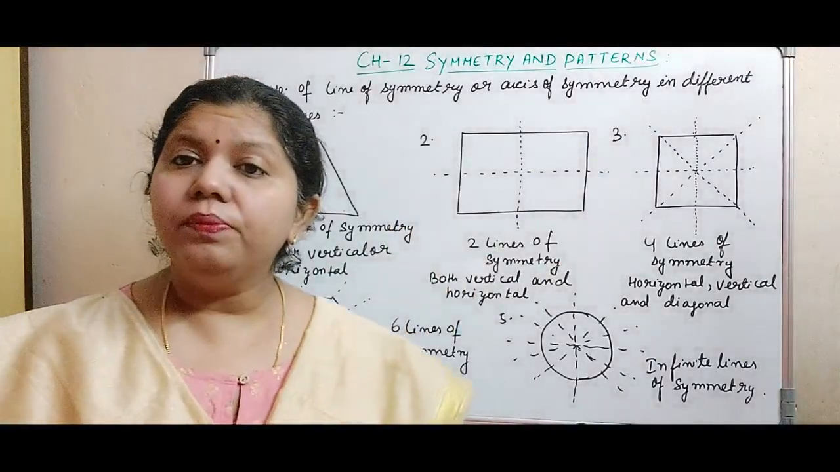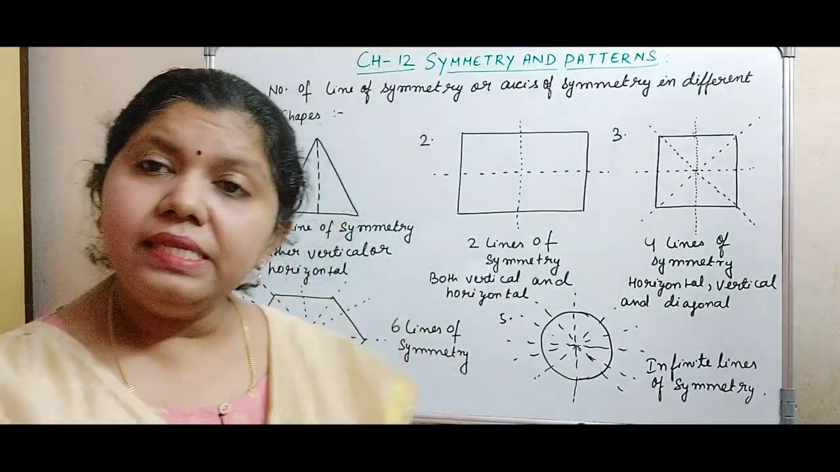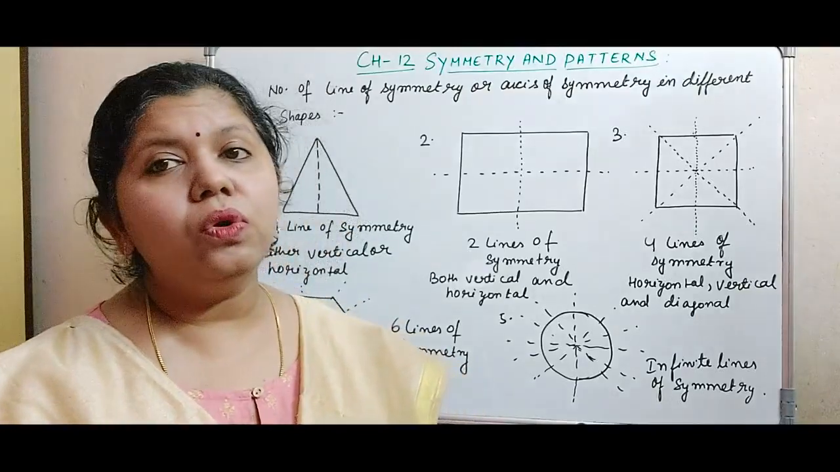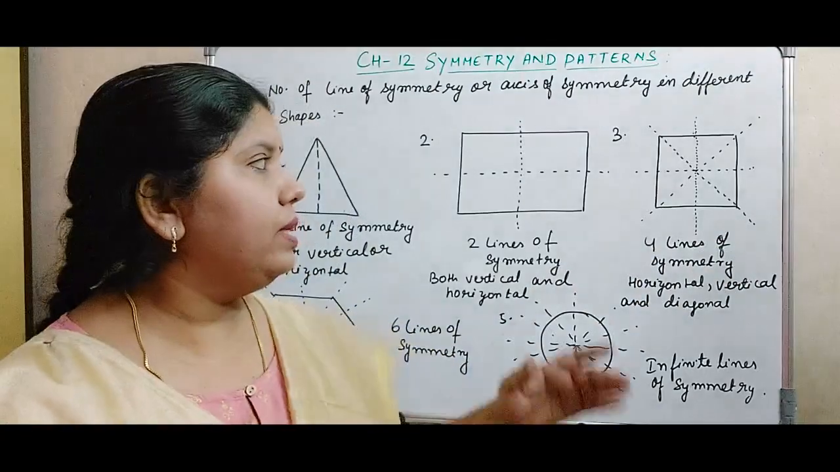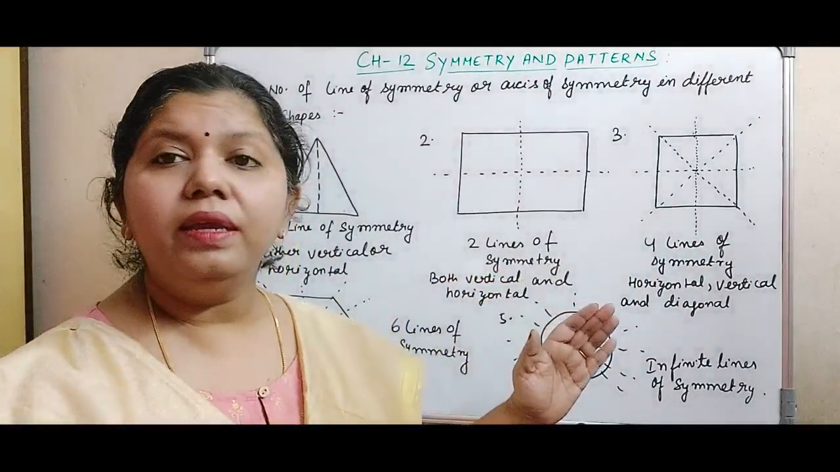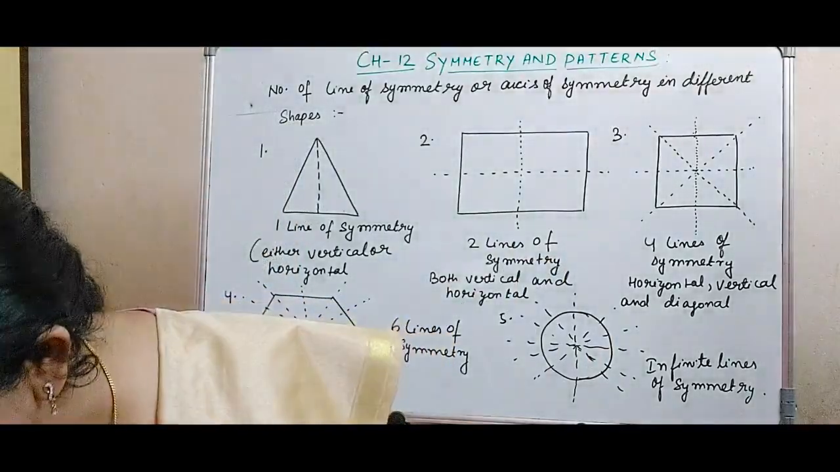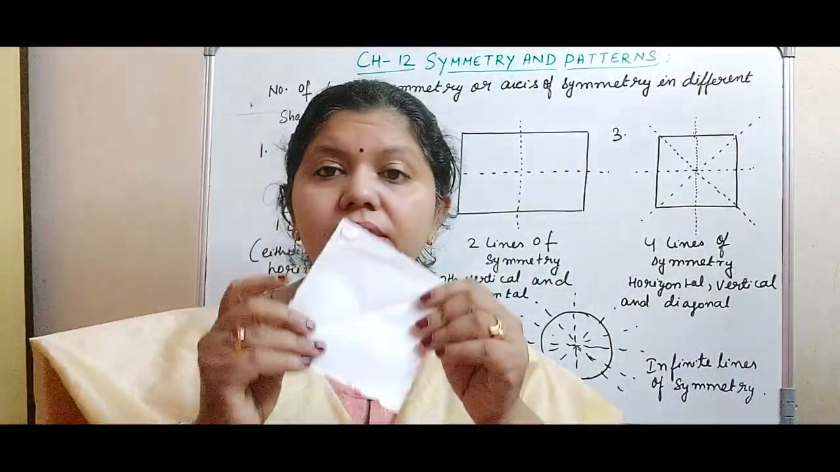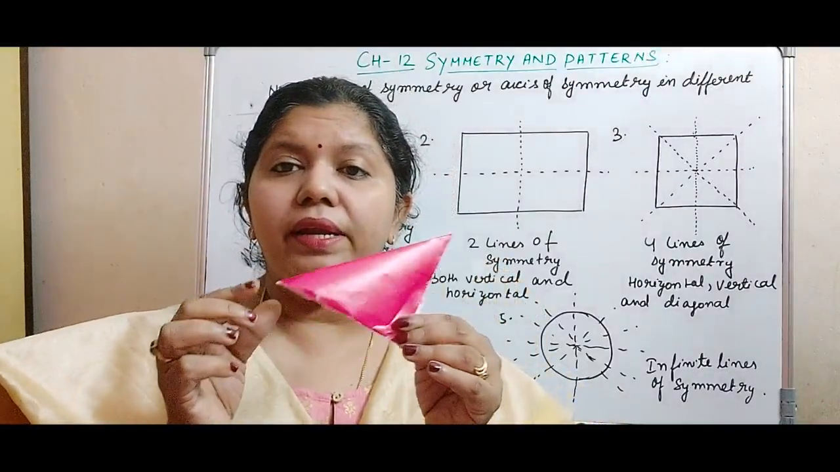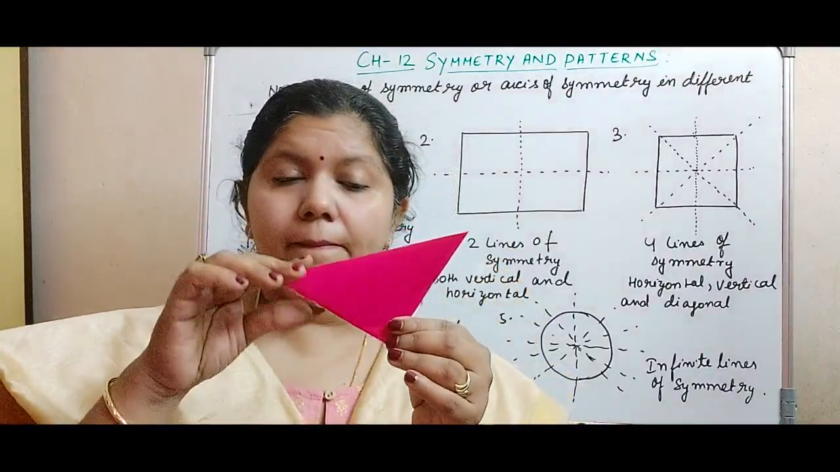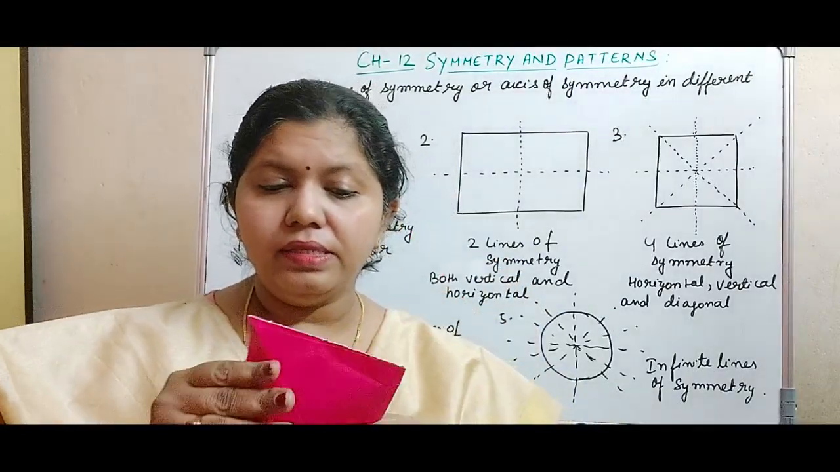Now we come to a square. In a square, what happens? The sides are equal and its diagonals are also equal, so it can be folded in three different ways. Let me take an example of a square. See, this is a square, for example. So I have folded it. You can see it is folded diagonally. This is one way I folded diagonally, and this is another way.